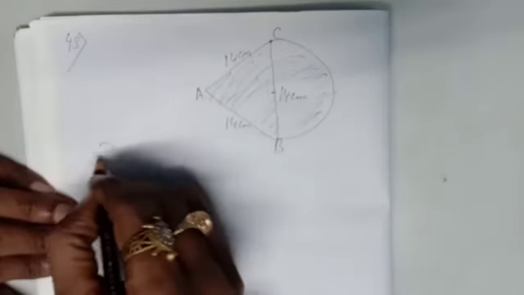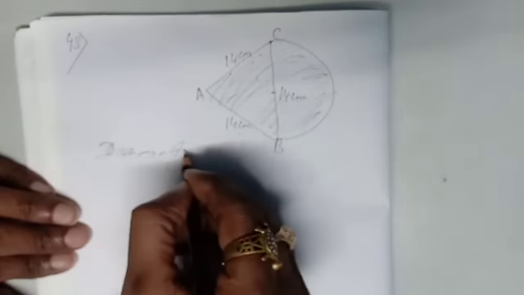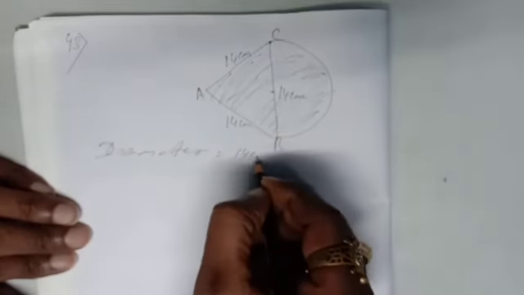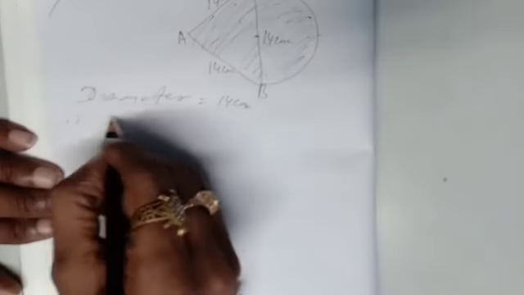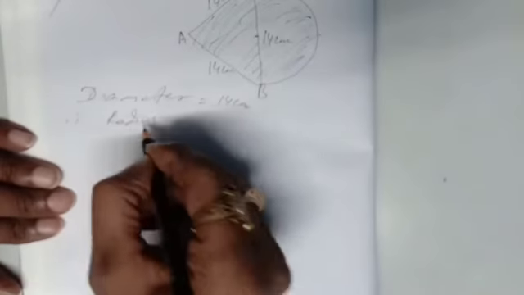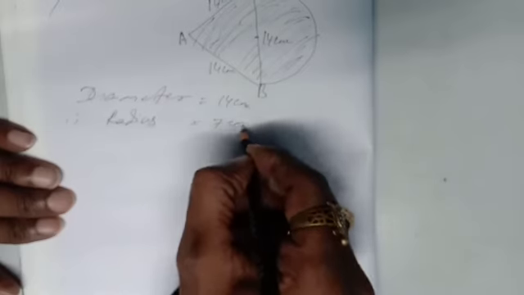First, the diameter equals how much? The diameter of the semicircle is 14 centimeter. Yes or no? The radius will be how much? Therefore, the radius will be half of the diameter, so the radius is equal to 7 centimeter.